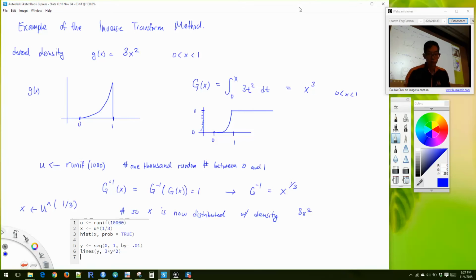Okay, and this would work as well for discrete distributions. The formulation is, instead of an integral, you now have a summation, but we can do it for the discrete case as well. But I think I'm going to move on to the accept reject method for generating random variables here.